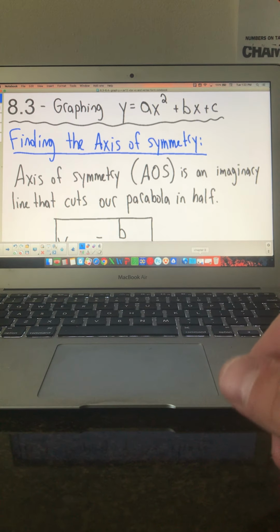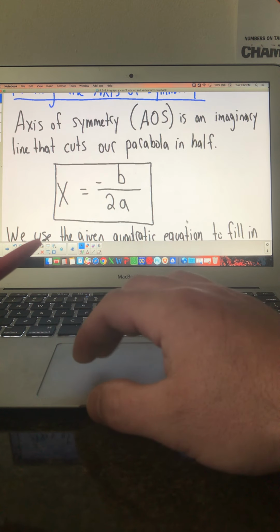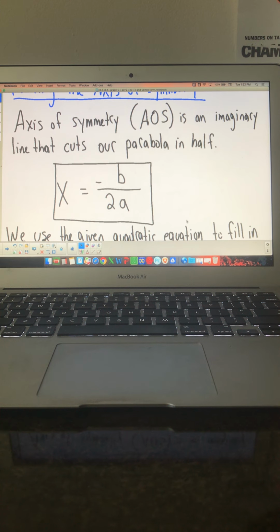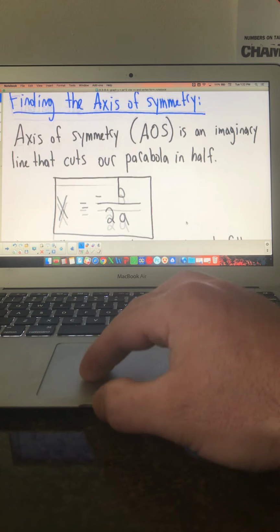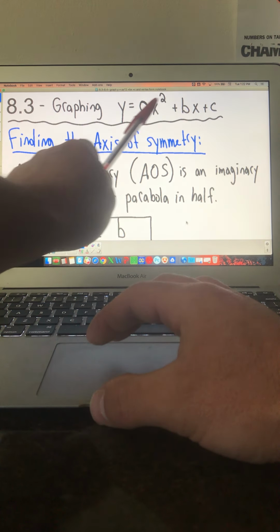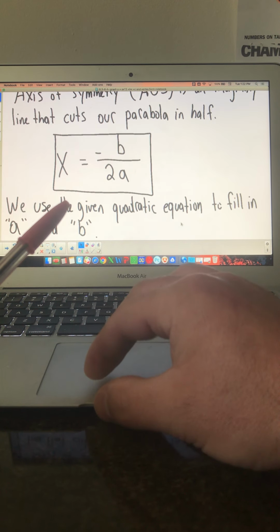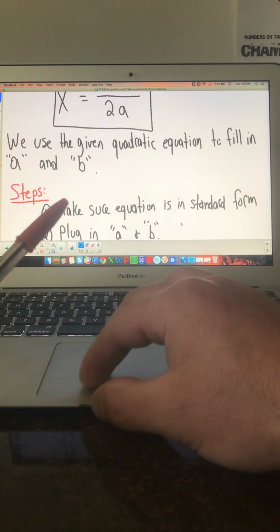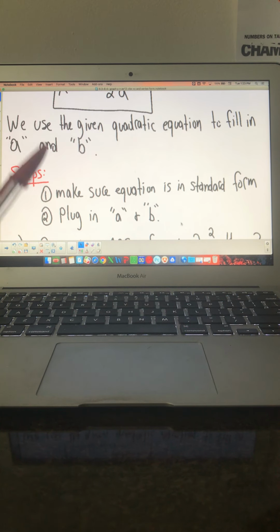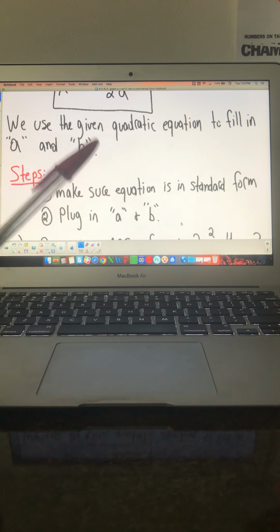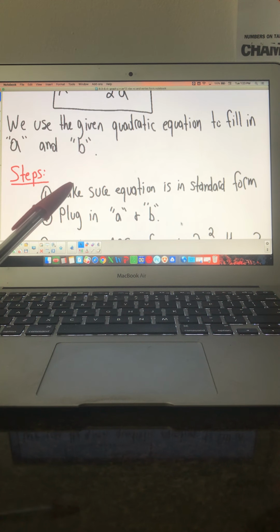So the axis of symmetry, that AOS, all right? We're going to find that with this formula. Negative b over 2a. All right, we're getting a and b from the coefficients in the original equation. We're going to replace them with a and b. Now our steps here. First, we got to make sure that the equation is in standard form, in that y equals ax squared plus bx plus c. Can't be out of order. It's got to be in order. And then all we're doing is plugging in a and b, and we're going to simplify.